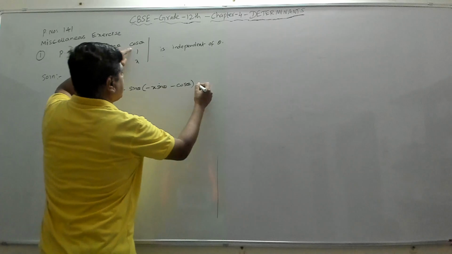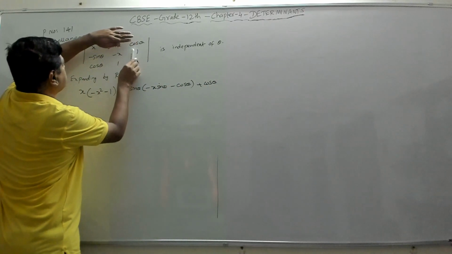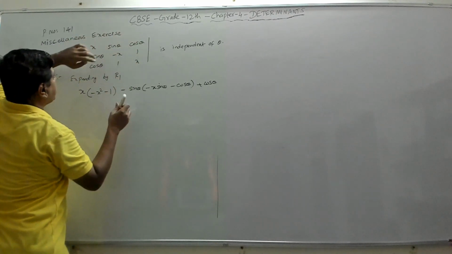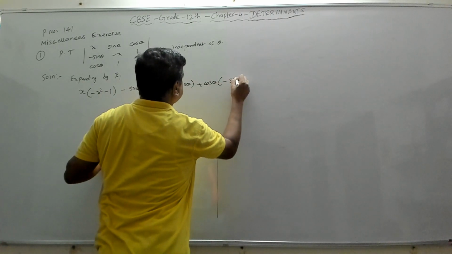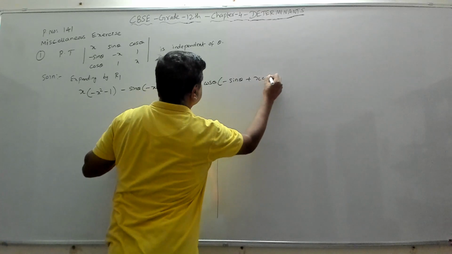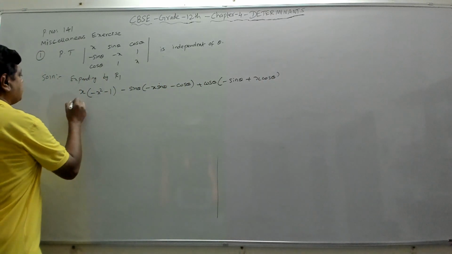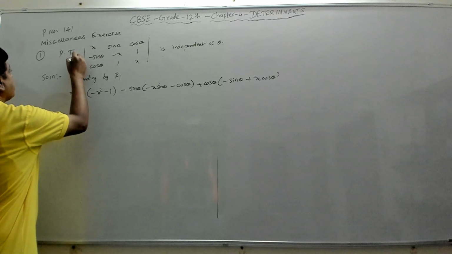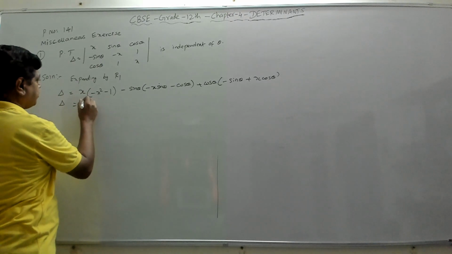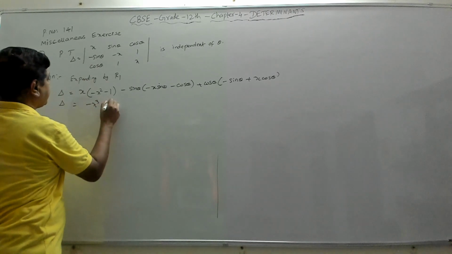Then the last element, plus cos theta into, we close this row and this column. So 1 into minus sine theta is minus sine theta, then minus x into cos theta will become plus x cos theta. Now if you call this delta, this becomes equal to x into x square is minus x cube minus x.